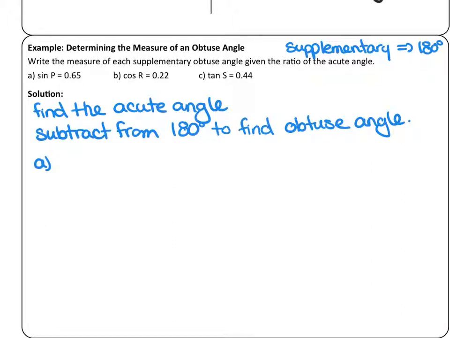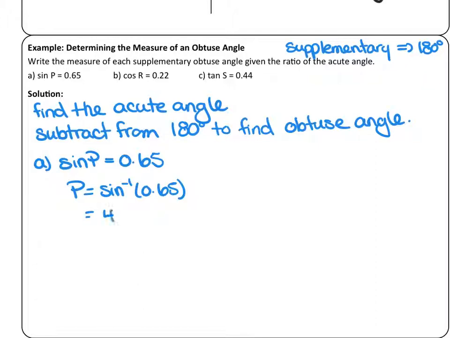The first question says sine p equals 0.65. So I'm going to calculate that on my calculator by finding the inverse. I'm going to find the angle by just doing inverse sine on 0.65. Again, guys, make sure your calculator is in degrees, because if it's not in degrees, it's not going to give you the correct answer. So I get 40.5 degrees as P. Now, that's the first part.